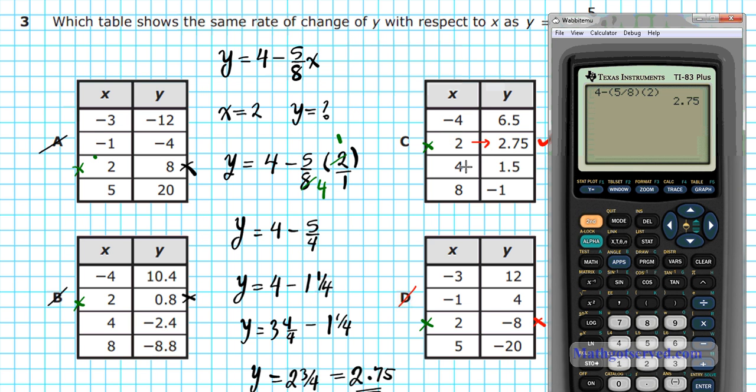Now let's try another input. Let's input 4. We should get 1.5 just to make sure. So 4 minus the slope, which is 5 over 8, times the x value, which is 4, and our answer is 1.5. So you see, we're confident that this is in fact correct.